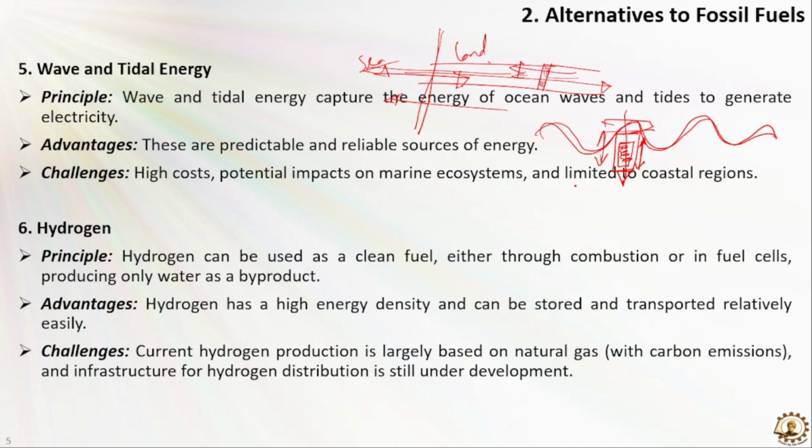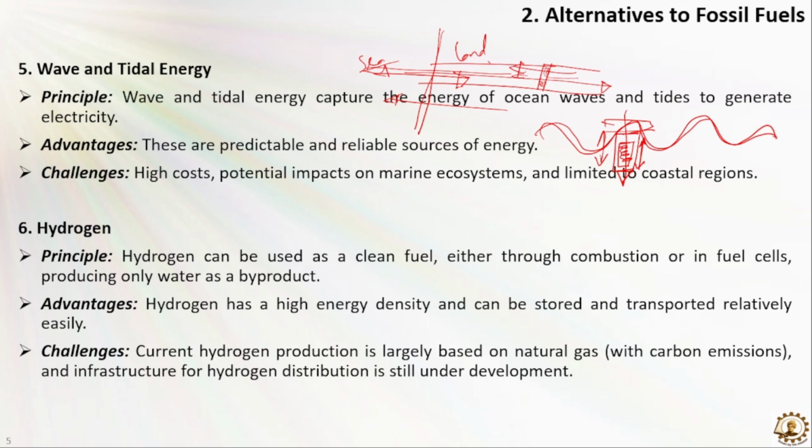But the disadvantage is that till now only developed countries can harness electricity from this kind of wave energy, and it has a very high cost right now. It also has potential impacts on the marine ecosystem, because whatever infrastructure we install in the marine environment can disrupt the habitat of that zone. Another disadvantage is that it can only be installed in coastal regions, because wave and tide are available in the sea only.